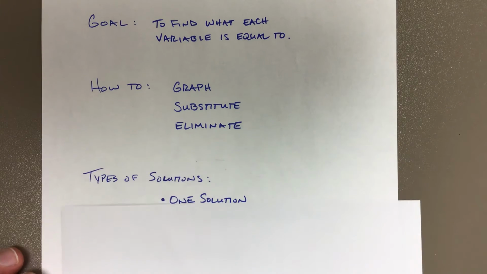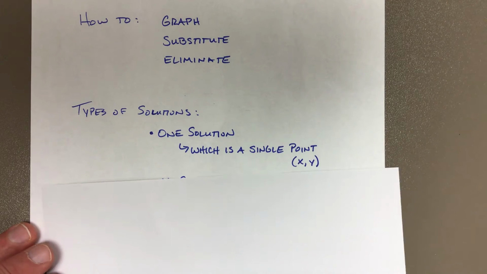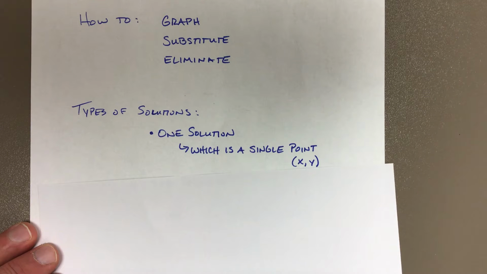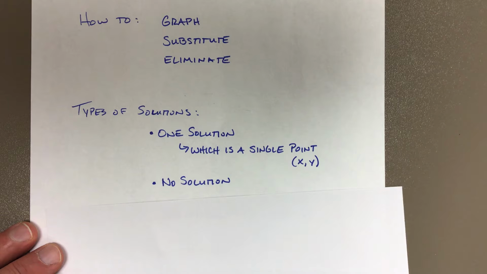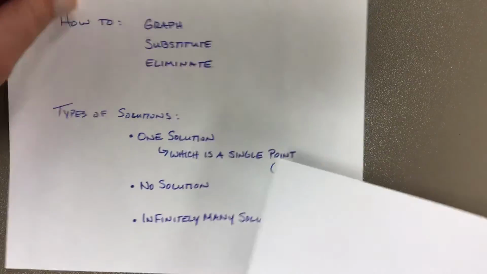All right. Again, types of solutions. We're going to get one solution, which just means it's a single point where the two lines cross. We're going to get no solution, so that means that we're going to come up with a false statement. So no solution, or we're going to come up with a true statement that says infinitely many solutions. All right, so we've done this before. We've looked at these. Let's go ahead and take a look at what it is meaning by elimination.